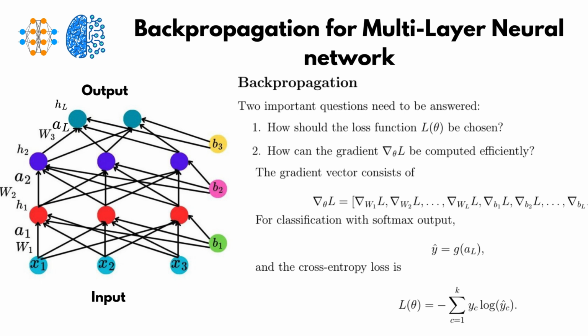For classification problems, neural networks commonly use a softmax activation function in the output layer, together with a cross-entropy loss function. This combination provides a smooth and effective way to measure prediction error and compute gradients during training. In the upcoming slides, we will learn how these gradients are computed efficiently using the chain rule of calculus, which is the mathematical foundation of backpropagation.